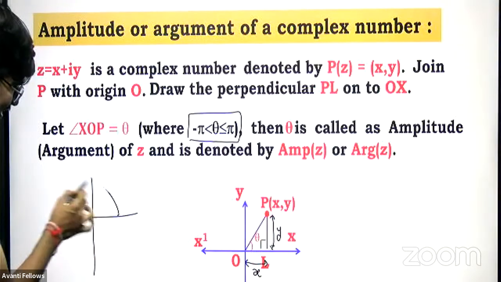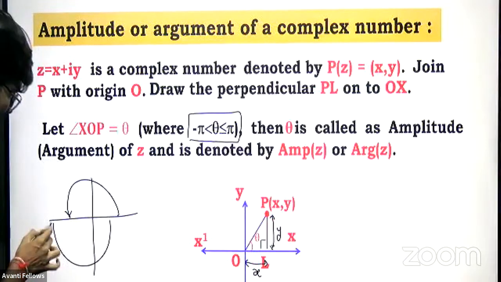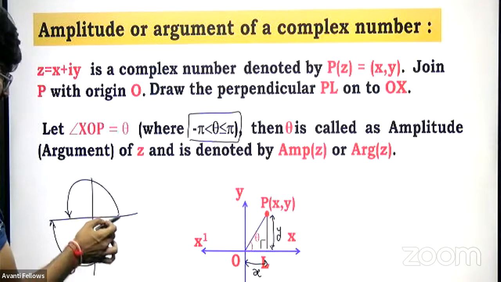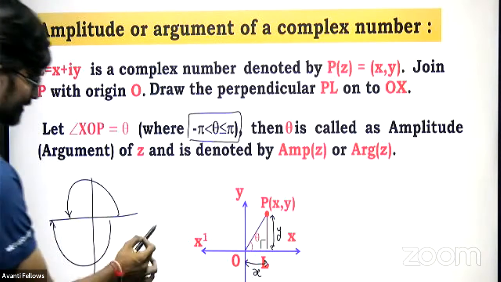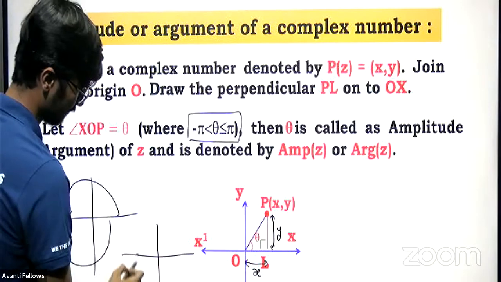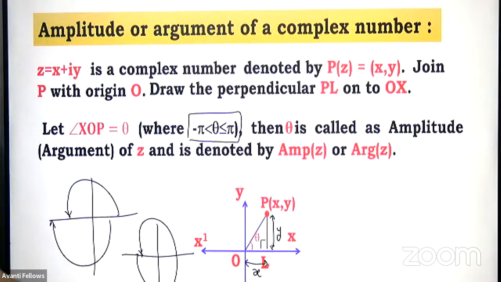That from here to here we went anti-clockwise, and then back from here to here clockwise. This is basically pi, minus pi to pi. Or you can say we started here and we went till here. This is minus pi to pi. Correct?